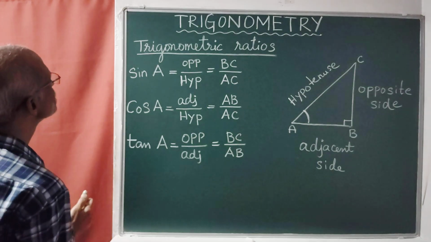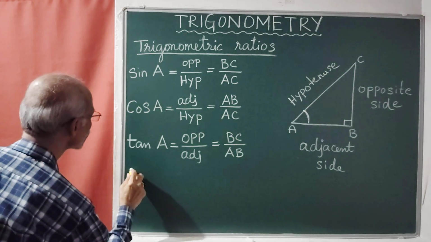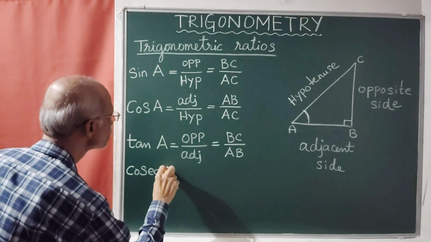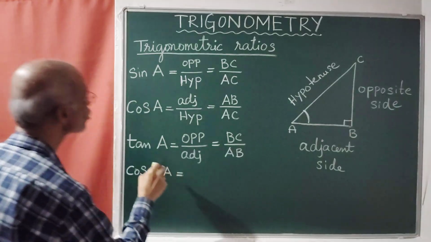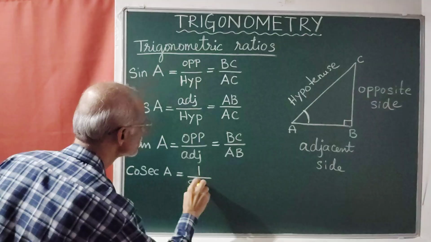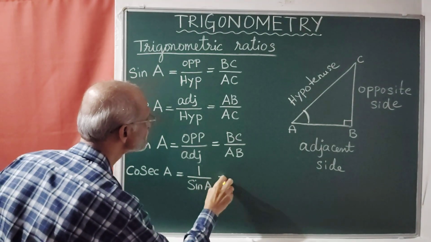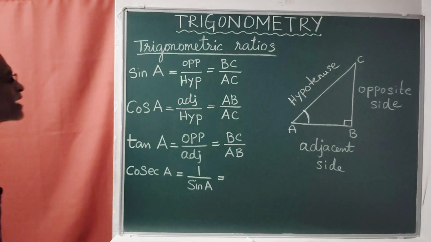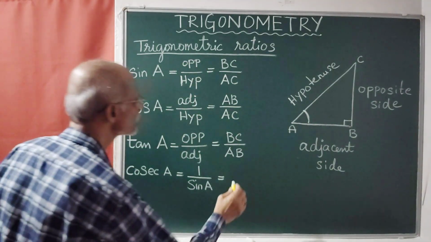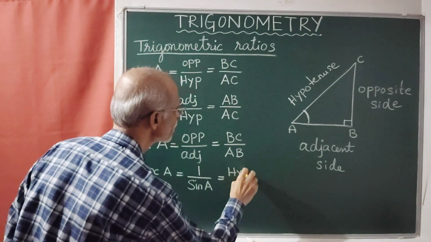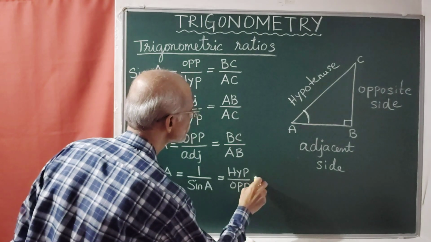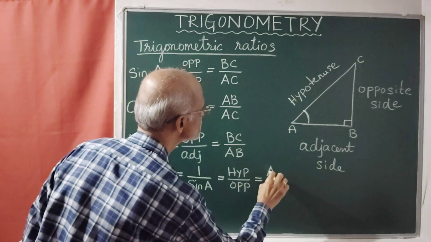Now coming to the fourth one, that is cosec A. Cosec A is the reciprocal of sin A, that is 1 by sin A. Reciprocal means make it upside down. So it will be hypotenuse divided by opposite, that is AC by BC.